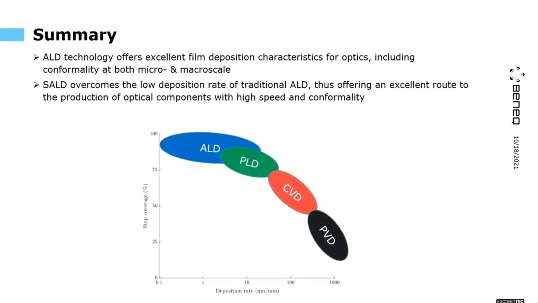So I would like to summarize the work. ALD technology really offers excellent film deposition characteristics for optics, and especially extremely good conformality on both micro or even nano and macro scale. The spatial ALD technology overcomes the low deposition rate of traditional ALD, and is really the route for faster production of optical components with extremely good conformality.